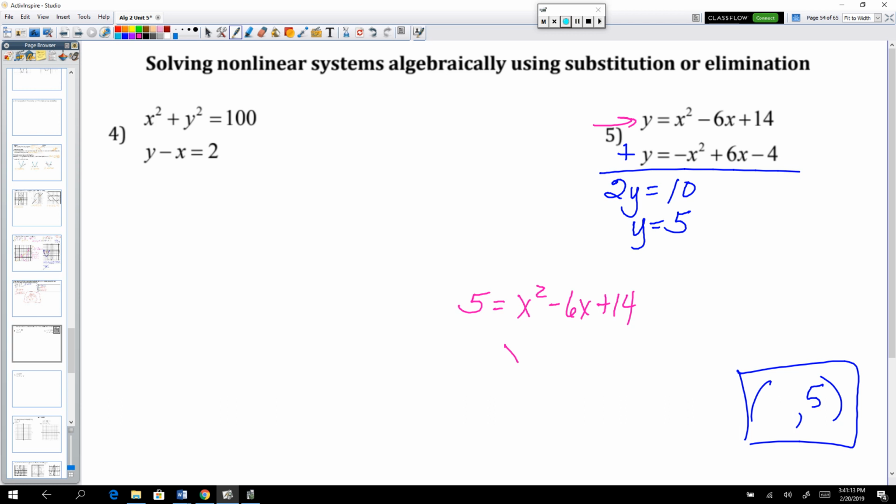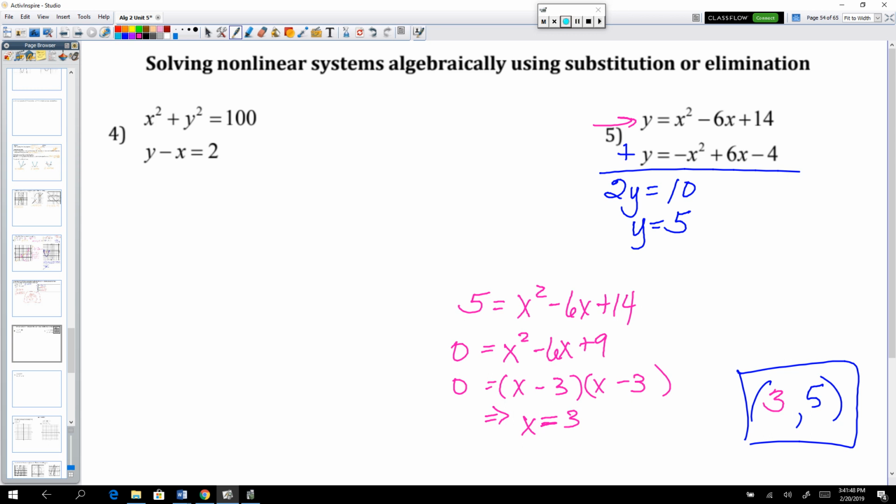This looks like another quadratic I'm going to need to solve. And so let's get everything together. X squared minus 6x, let's subtract 5 from both sides. And then hopefully we can factor this instead of having to use the quadratic formula. Multiplies to 9 and adds to negative 6. Hopefully you're screaming at the video, minus 3 and minus 3. And so we actually have a double root at positive 3. And so 3 comma 5 is our solution to this.